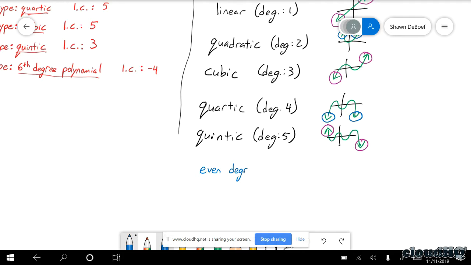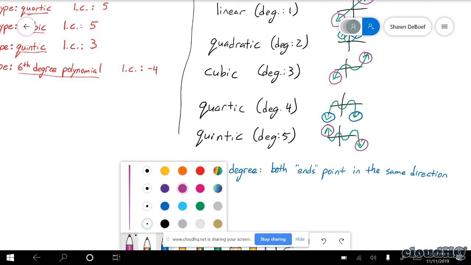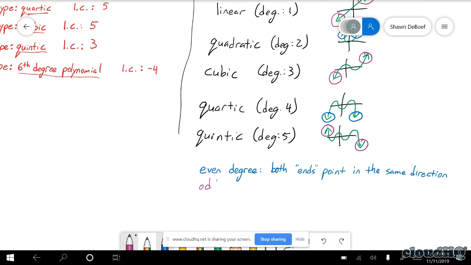So if it's an even degree, both ends point in the same direction. It's like both up or both down is what I mean by that. And if it was odd, the two ends point in opposite directions.